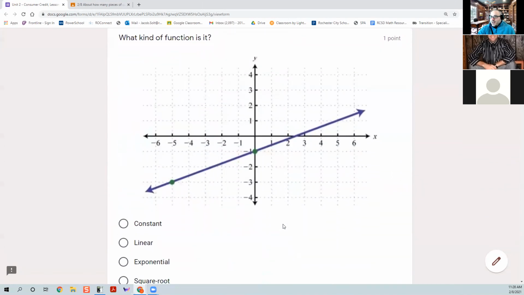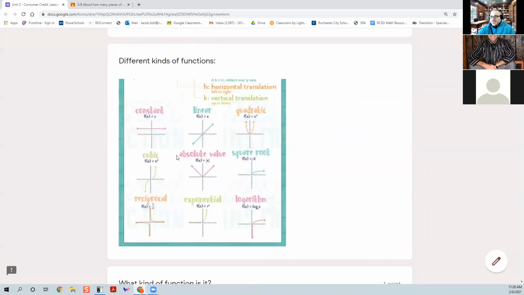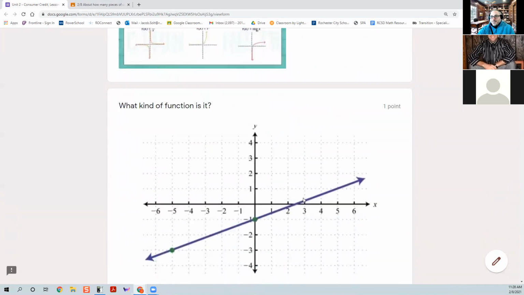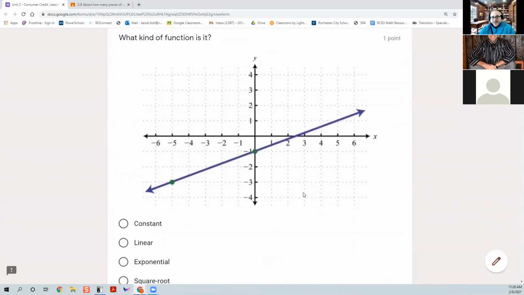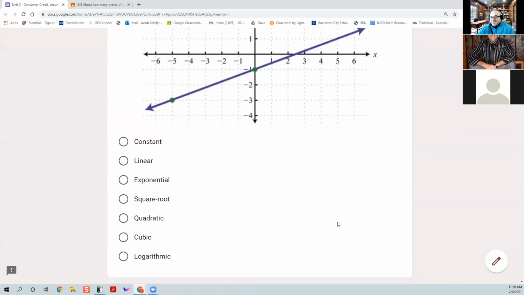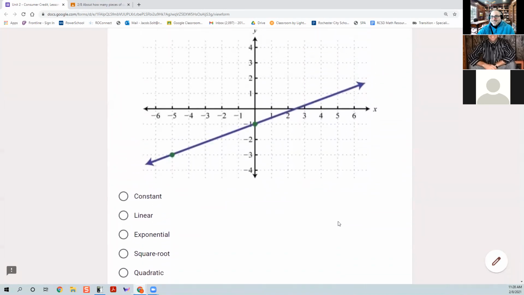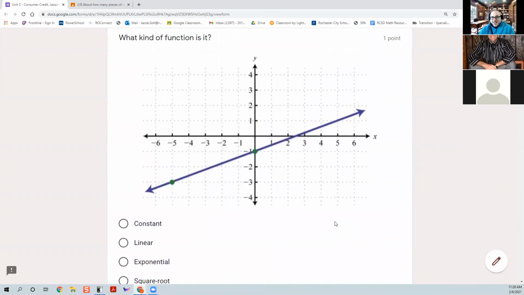All right. So what do you think? What kind of function is it? I will take suggestions in the chat. What kind of function is this? You can, of course, go back and refer to your different kinds of functions poster. Just in general shape, in the chat, tell me what kind of function this is. And it's a multiple choice. You've got 7 different choices to choose from. And no one has hit me up in the chat with this yet.